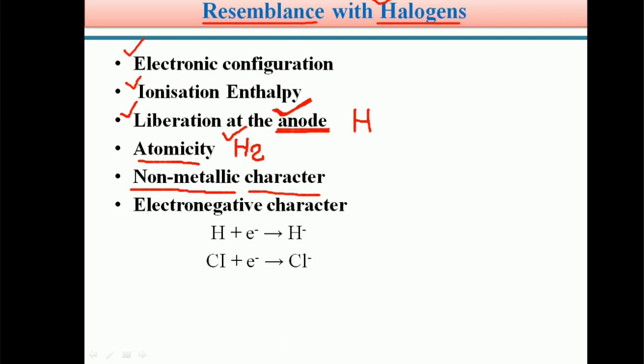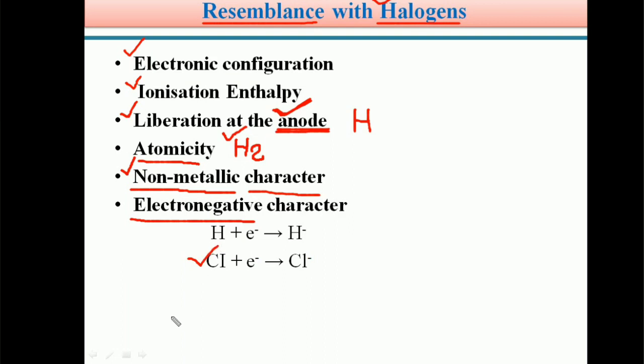You can see halogens: fluorine, chlorine, bromine, iodine, all these are non-metals. So students, similar to halogens, hydrogen has a non-metallic character. Next one is electronegative character. Students, halogens are electronegative.